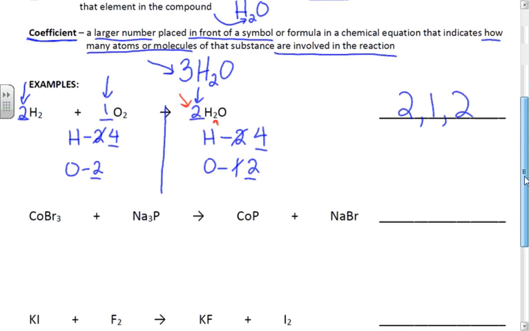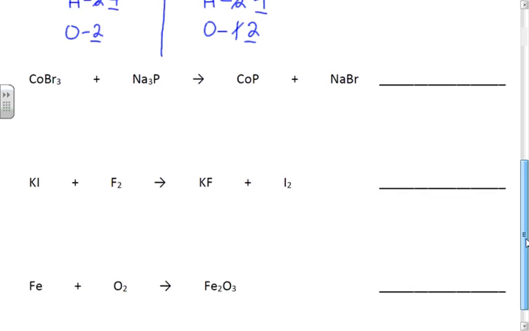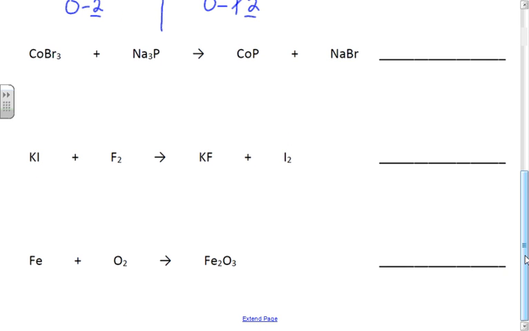I'm taking these numbers that are in front, the coefficients that we came up with, and just listing them. Okay. Let's try another one. We've got cobalt bromide combined with sodium phosphide to make cobalt phosphide and sodium bromide. We have a double replacement reaction going on. Let's go ahead and separate it into the 2 parts.